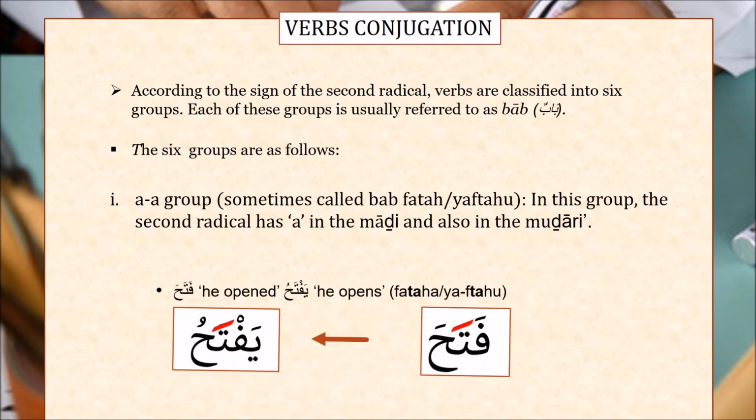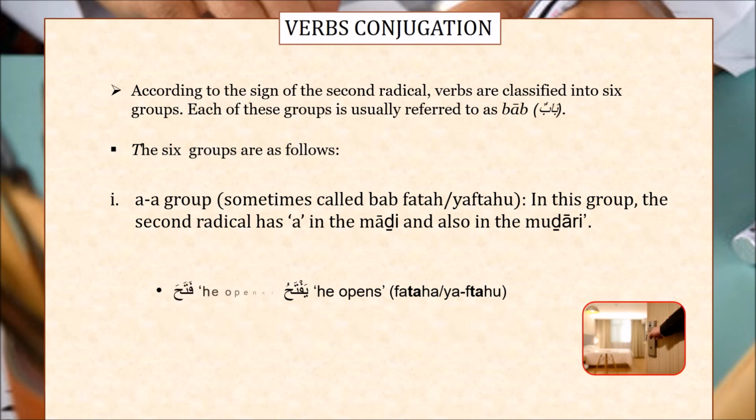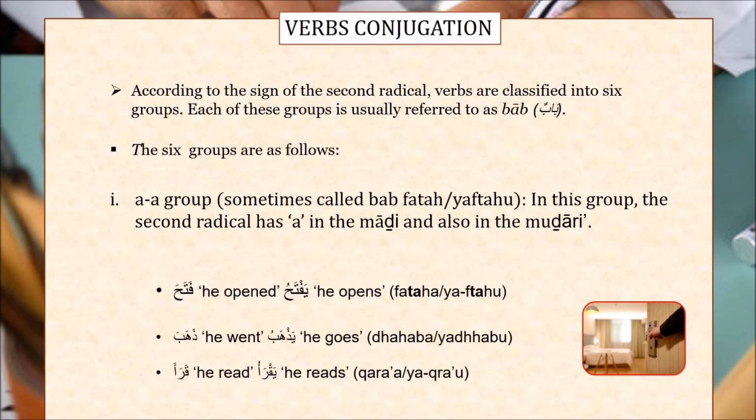As for the first group here, ainul fi'l takes a fatha in both the madi and the mudari'. So because of this sign, it is called AA group, or babu fataha yaftahu. Examples are fataha yaftahu, dhahaba yadhhabu, and qara'a yaqra'u.